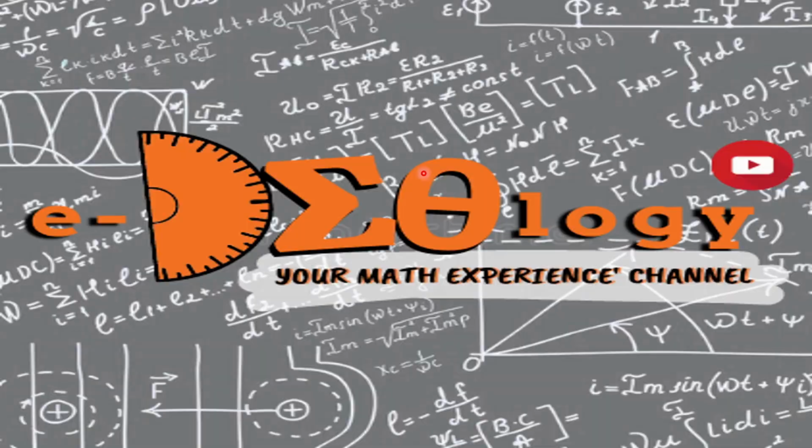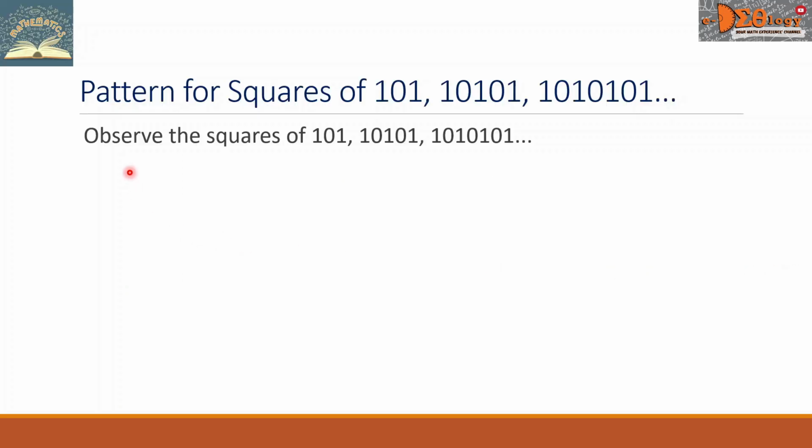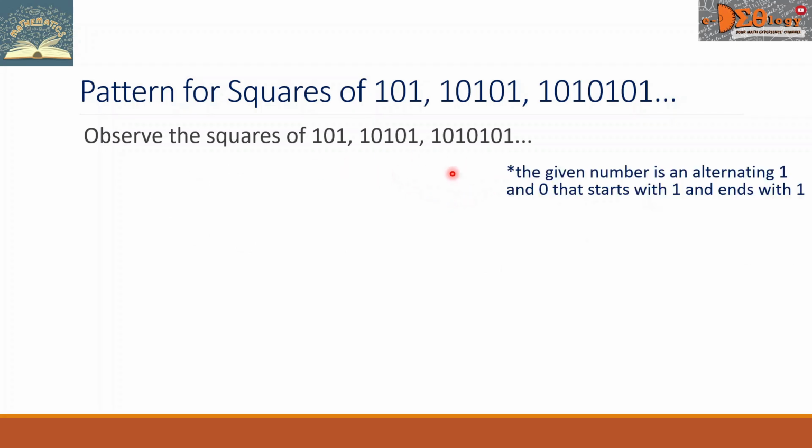Hi everyone. Today we're going to study pattern for squares of 101, 10,101, 1,010,101, and so on. Let us observe the squares of these numbers. Notice that the given number is an alternating 1 and 0 that starts with 1 and ends with 1.